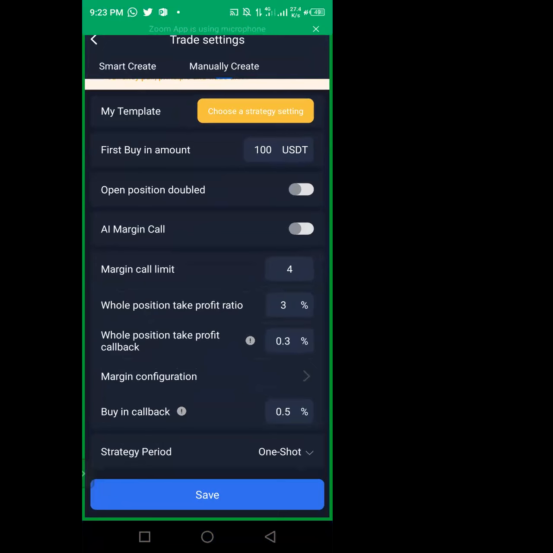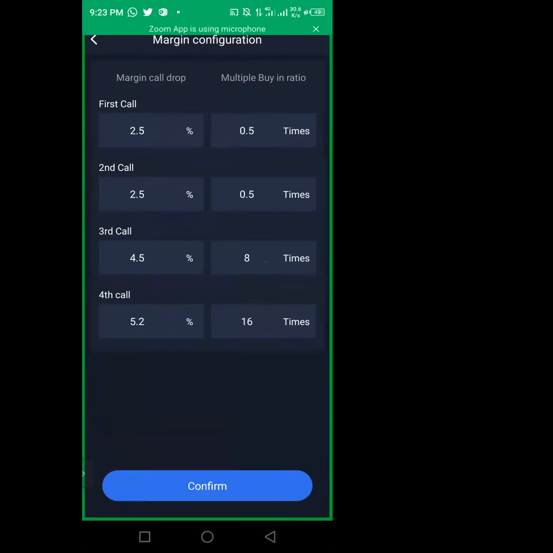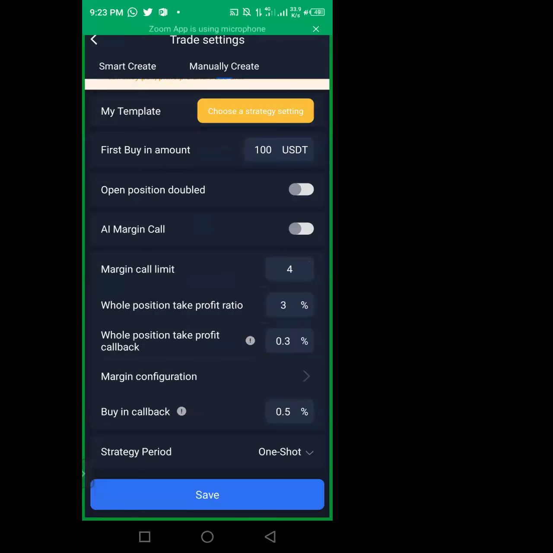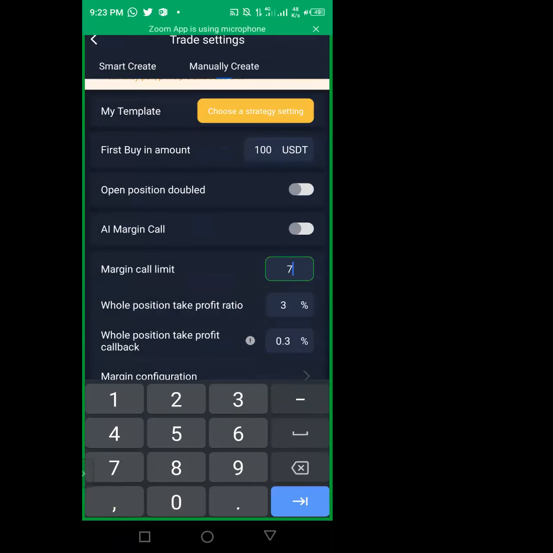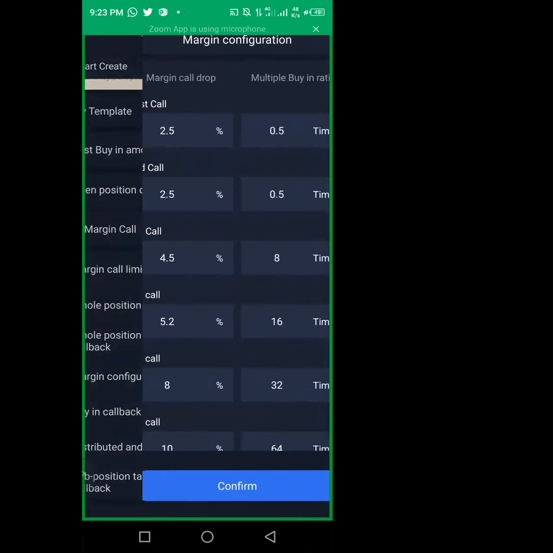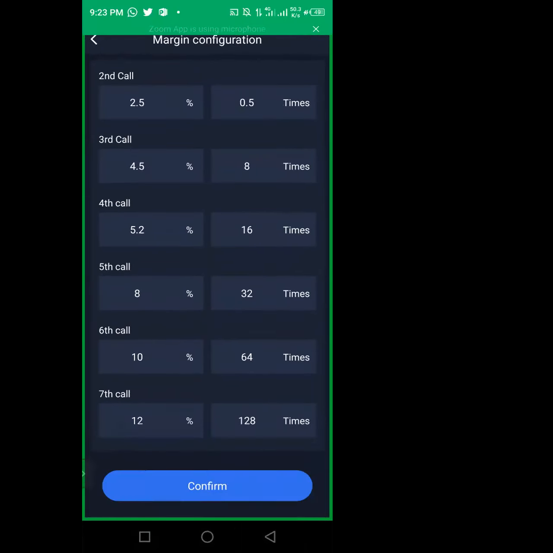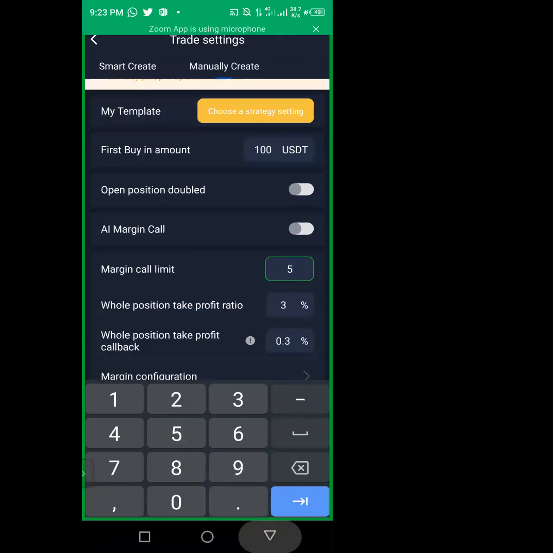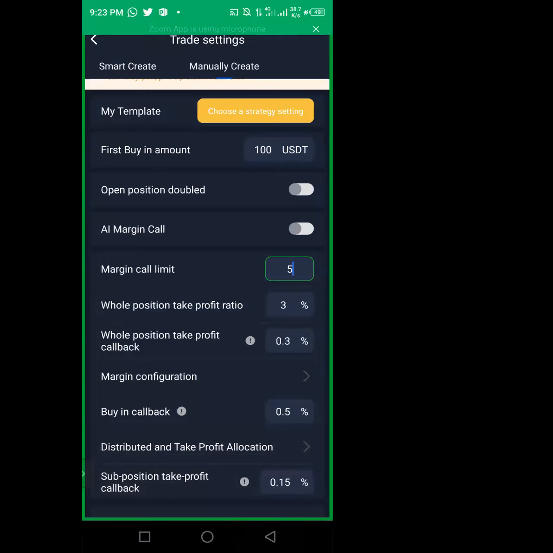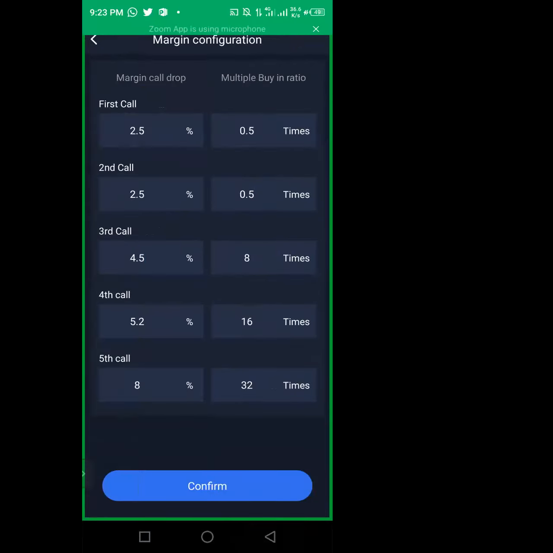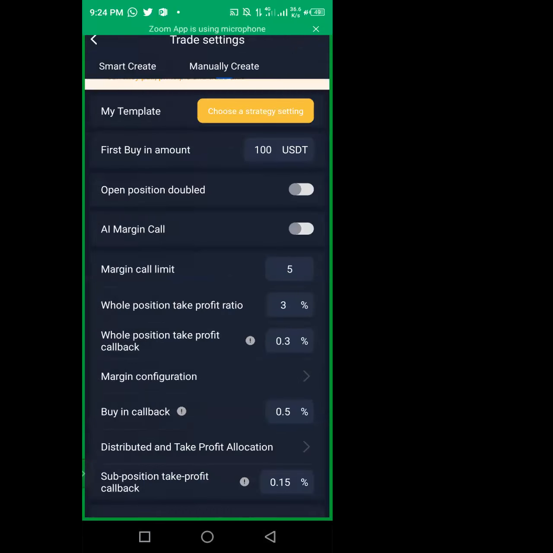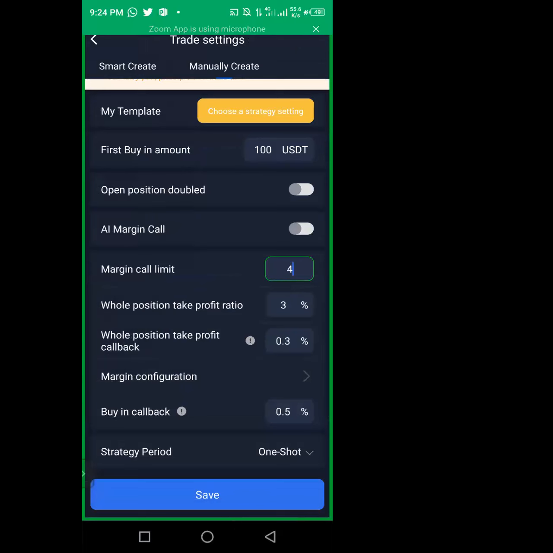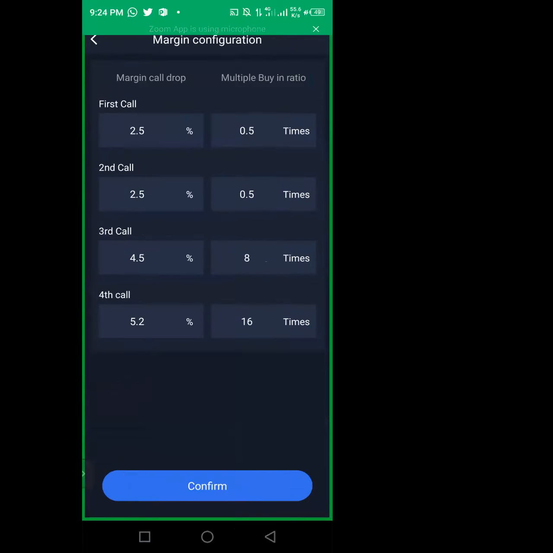When you click margin configuration, this is where you set it. We have already discussed the margin call limits. If you change it to 7 now and enter margin call configuration, you will see it has extended from 1 to 7. If you put 5 as your margin call limit and go back to margin configuration, you will see it will be 5. You understand? For here, we are using 4. Go back to margin configuration, you see 4.